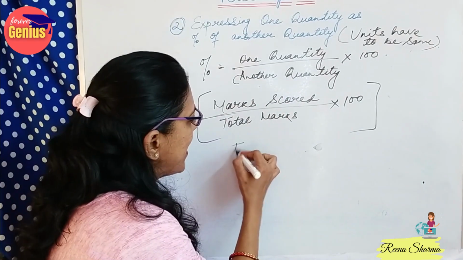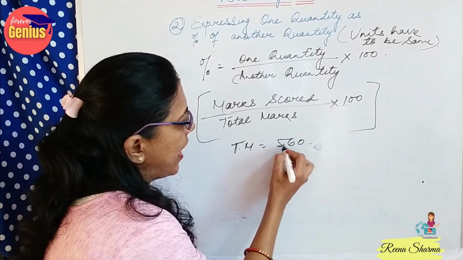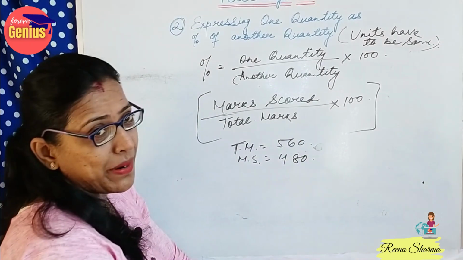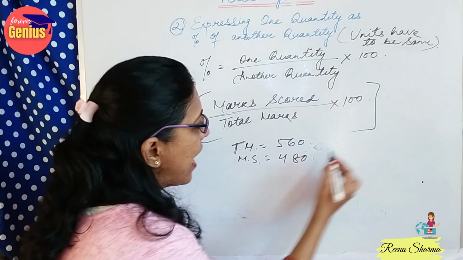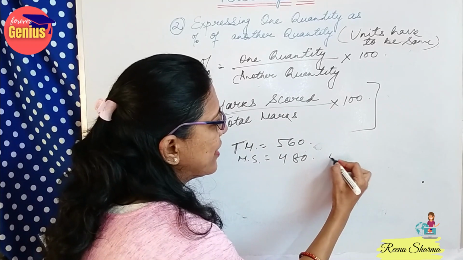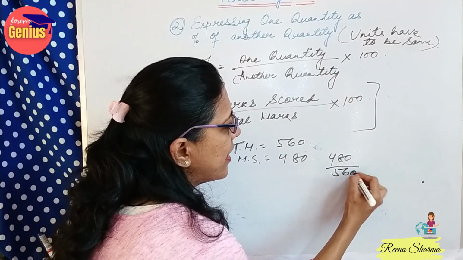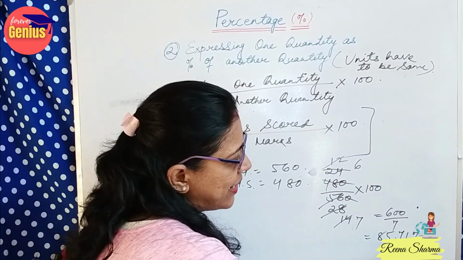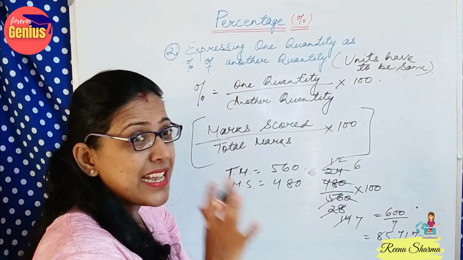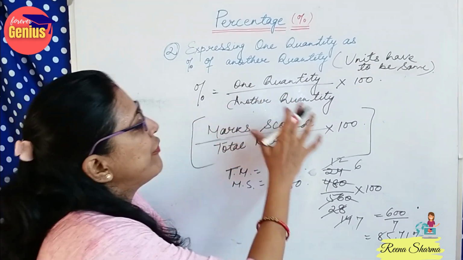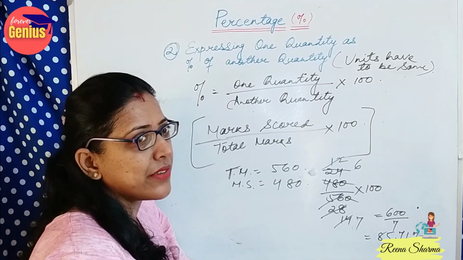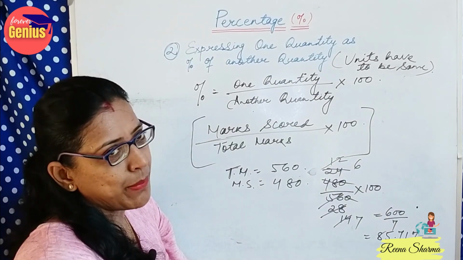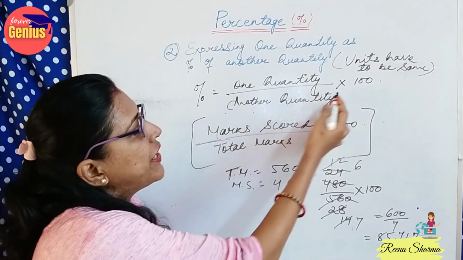Suppose the total marks is say 560 and you secure, suppose, say 480. So what is the percentage in this case? How to calculate? I will simply write marks secured, that is 480 by 560 into 100. So just do the calculation and you will get the answer. So this is the easiest trick to remember. Whenever a number is given, or the percent is given, and you have to find out the number, just take the marks secured by total marks into 100, or one quantity by another into 100.